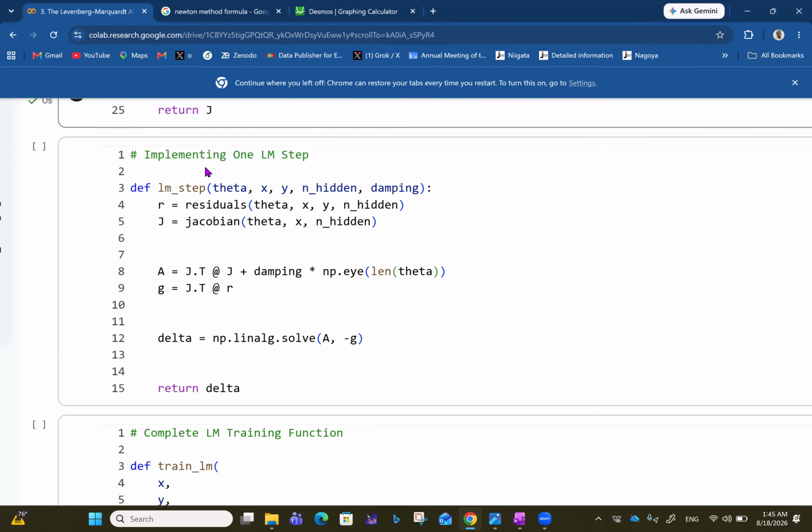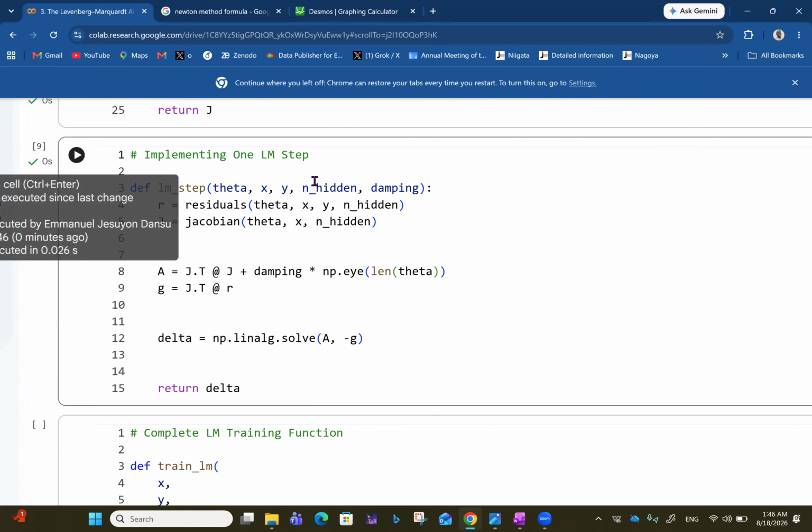So implementing one Marquardt step. Define LM step, taking theta, x, y, n hidden and damping. R is the residual, so you have theta, x, y, n hidden. J is the Jacobian, theta, x, n hidden. So A now is J transpose times J. That's the setup we have. Then the damping, which is lambda times the identity of length theta. Then G is J transpose times R, and then delta is the solution of the system with A and minus G, and then you return delta like that. So that's implementing one LM step.